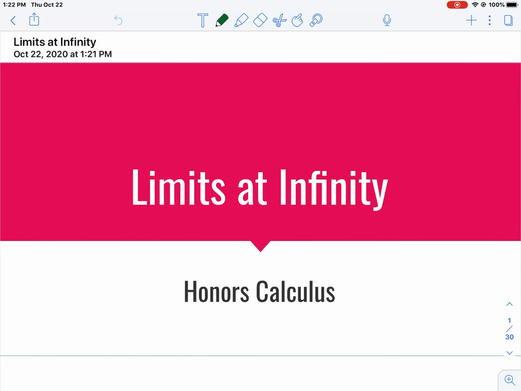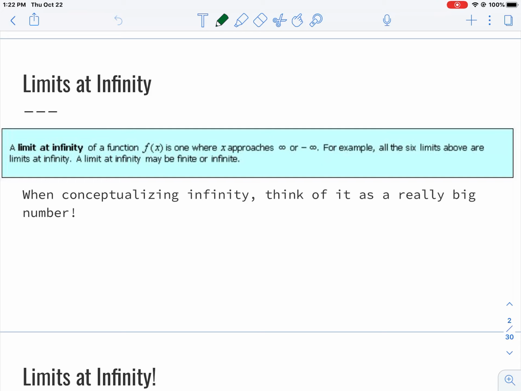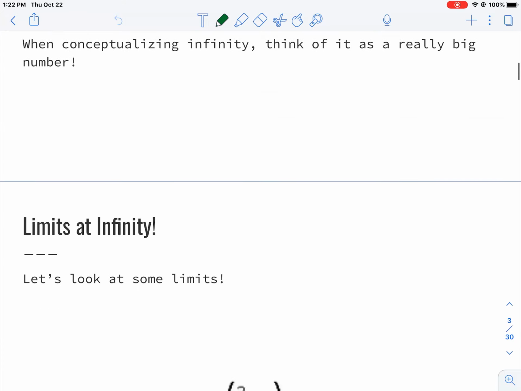Okay, class, I'm just going to finish up here. I wanted to go over, just once again, some of the things about limits at infinity. I know we went through this. I just want to remind you, the limit at infinity is when x approaches positive or negative infinity, okay?